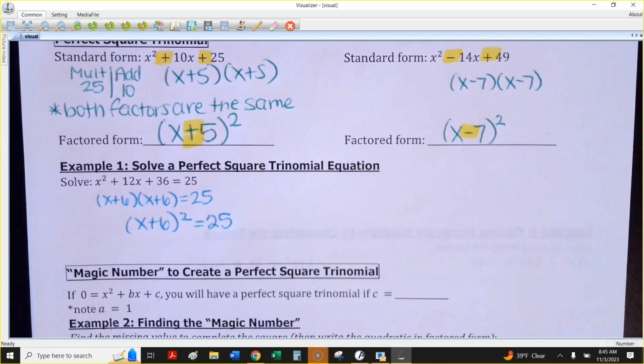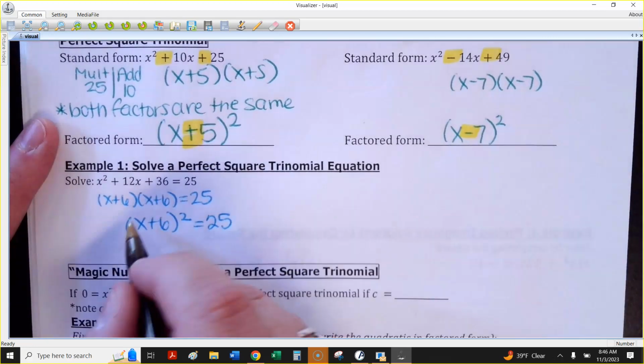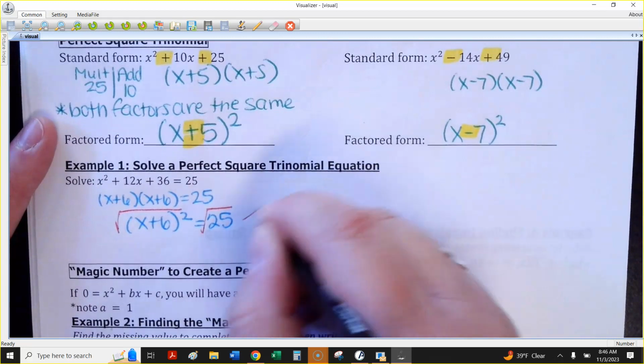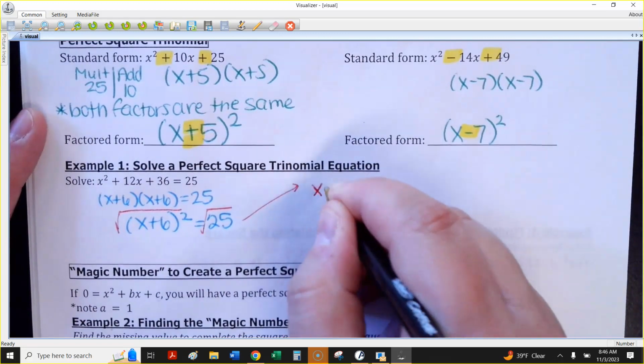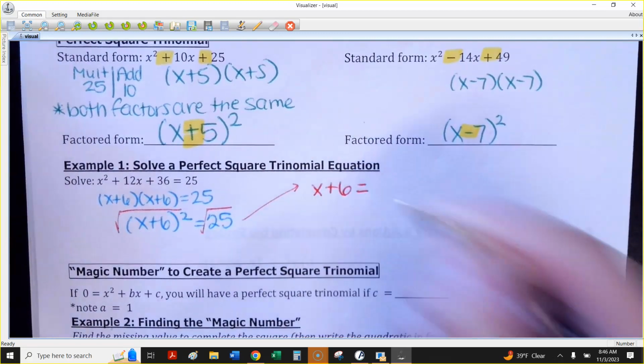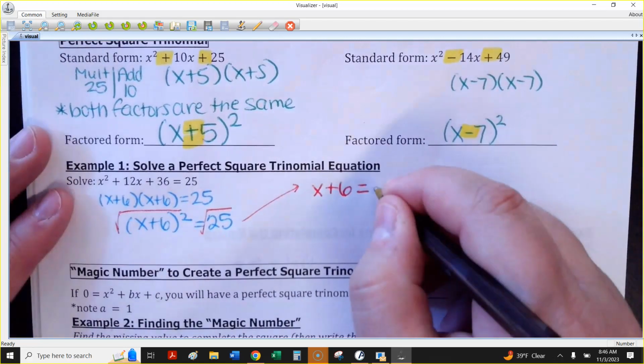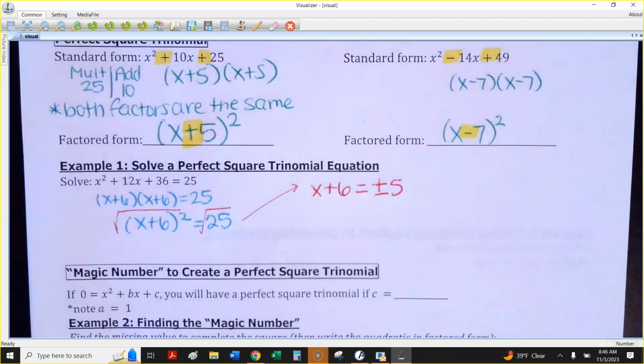So just for this particular example, I just had a little perfect square trinomial on the left side. We can just get rid of this real quick. Just take square root of both sides. So x plus 6 equals, what would you write for square root of 25? Plus or minus 5. Don't forget that's two answers because we introduced the square root into the problem.